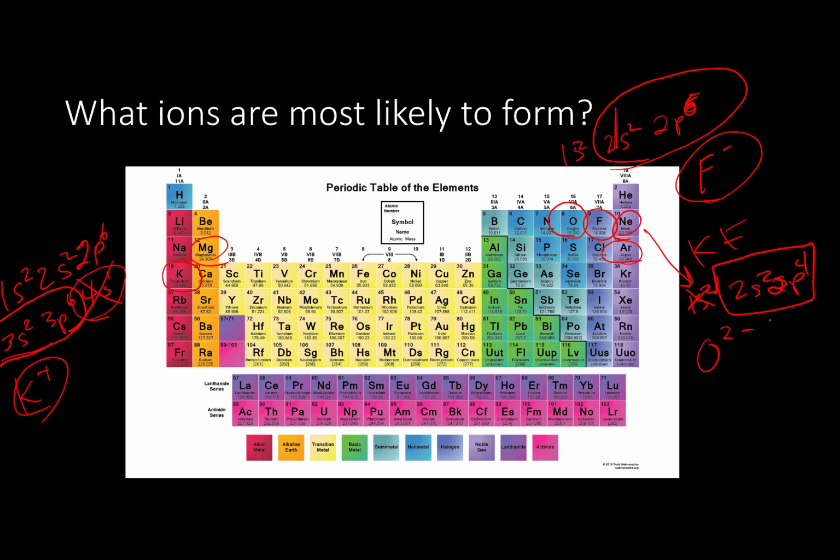And you can also tell that just by looking at where it is in the periodic table. It's in group 16. To gain 1 electron would make it like fluorine. To gain 2 electrons would make it like neon. So you just go 1, 2. It's going to form most likely a -2 ion. Okay, magnesium is similar.